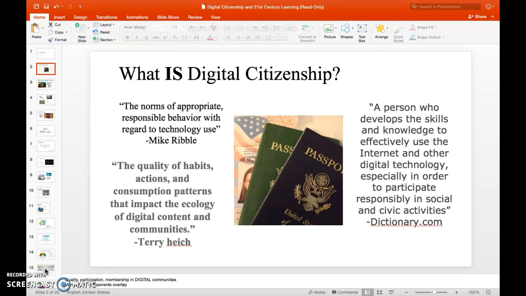Digital citizenship is defined a number of different ways, but ultimately what's important is that it's a set of behaviors that are essential to use as people in this online community, and the quality of your participation and your input does matter. You're not just a bystander, you are an active member of a community.